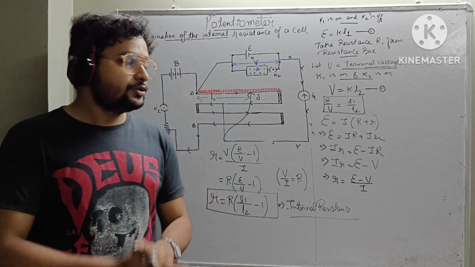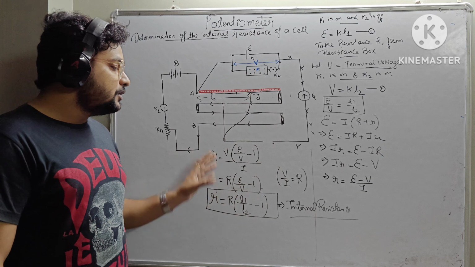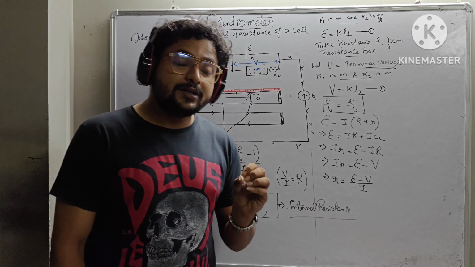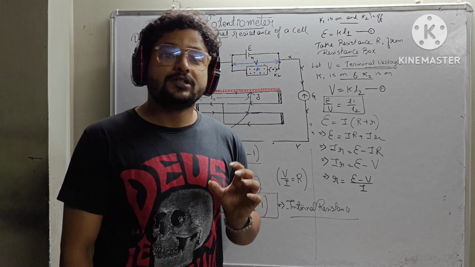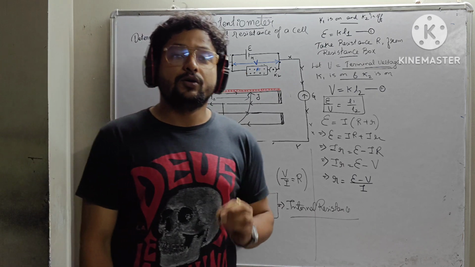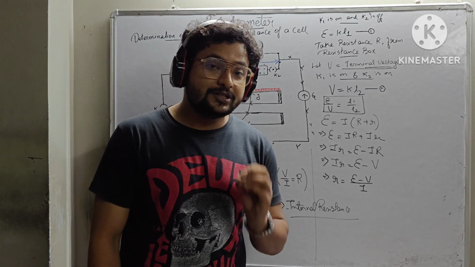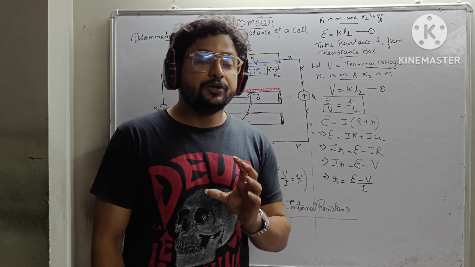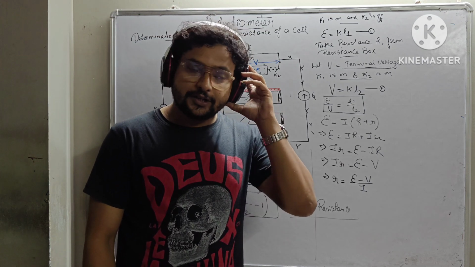I hope you understood. This is how you can find the internal resistance of a cell, just by simple calculation. And remember, the concept has to be clear. Do not study anything without learning the concept. Make sure you learn the concept first. Without the concept, if you learn, you are going to forget. It is not going to go inside your head.